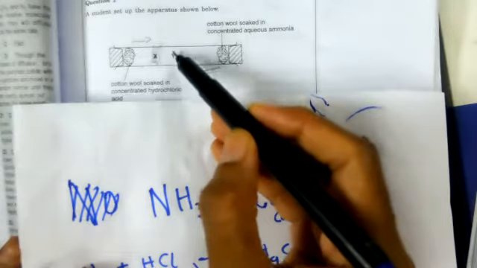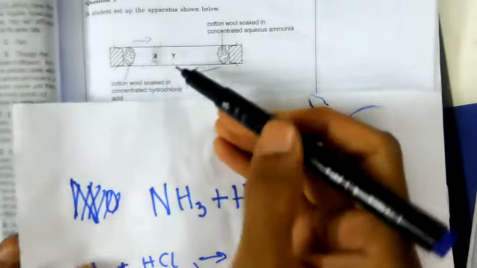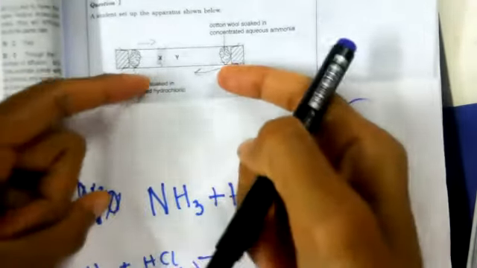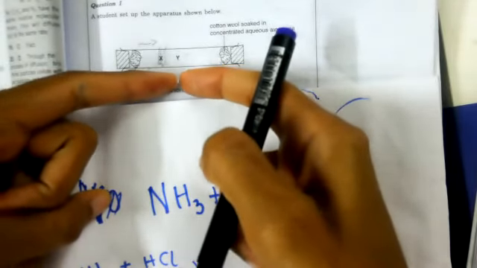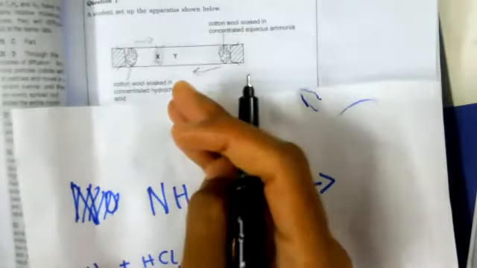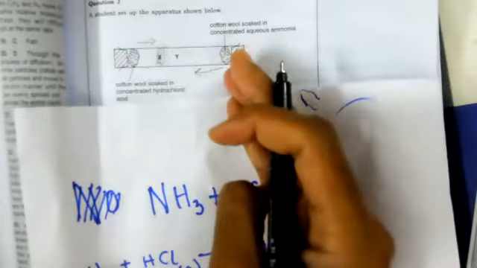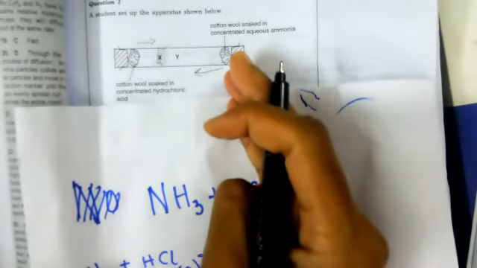Now they have combined here. You can think of them as running a race. Where will they meet? Closer to hydrogen chloride or closer to ammonia? Did you guys understand? Yes, ma'am. Okay. So this question had to do with molecular mass and diffusion.